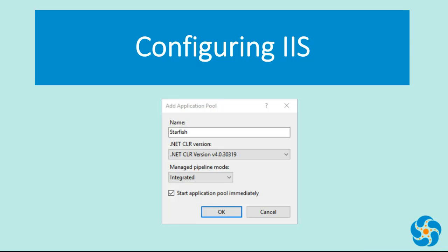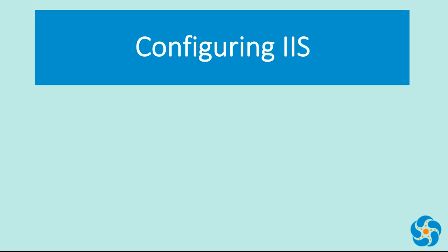On the Add Application Pool dialog, under the name, type Starfish. Everything else should be correct, but let's check. For .NET Framework, select .NET Framework 2.0 or later. Managed Pipeline Mode should be set to Integrated, and Start Application Pool Immediately should be checked. Then click OK. If all went well, you should see Starfish added to the application pools.